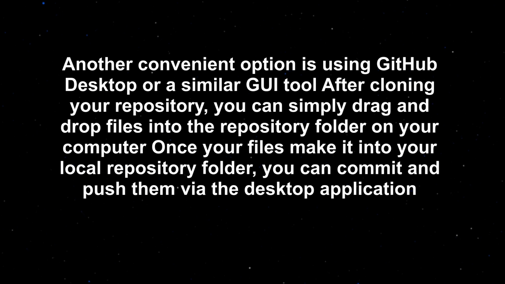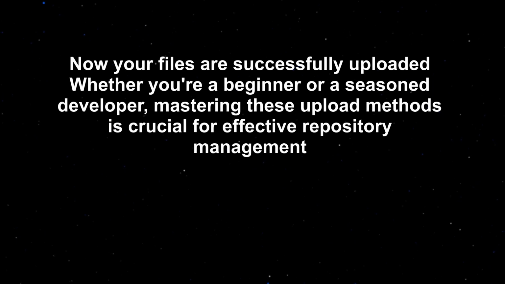Another convenient option is using GitHub Desktop or a similar GUI tool. After cloning your repository, you can simply drag and drop files into the repository folder on your computer. Once your files make it into your local repository folder, you can commit and push them via the desktop application. Now your files are successfully uploaded.